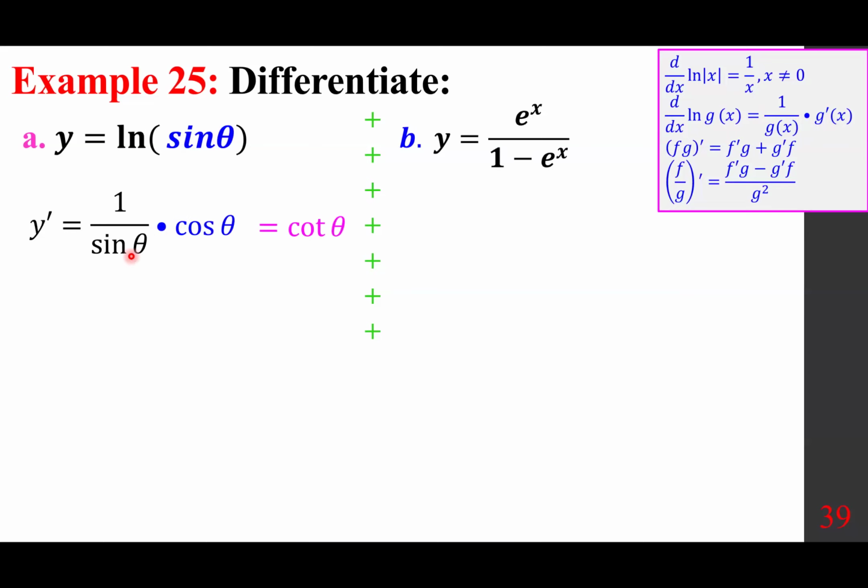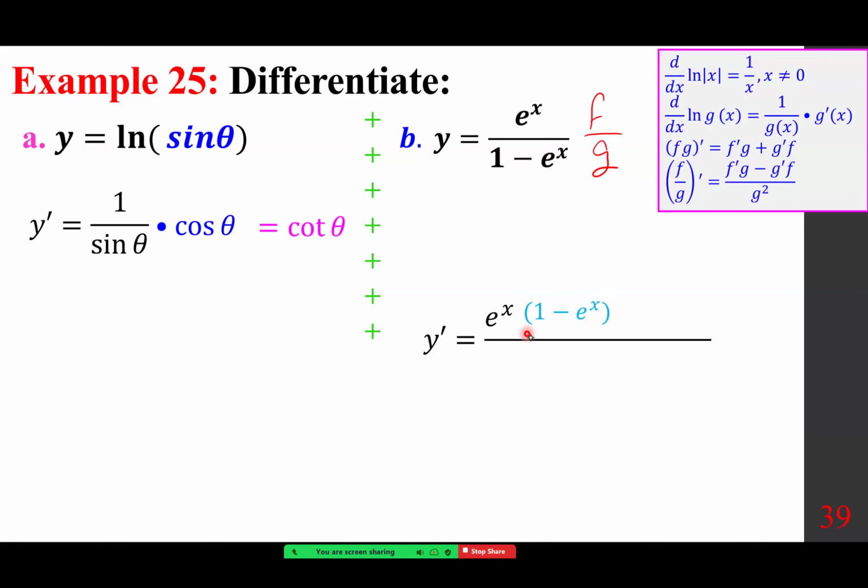y is equal to e to the power of x over 1 minus e to the power of x. We have to use the quotient rule, so I'm going to call this f over g. So I need f prime, which is just itself, e to the power of x, times g, the denominator 1 minus e to the power of x, minus, I need g prime. I'm following this formula. The derivative of this one is 0 minus e to the power of x.